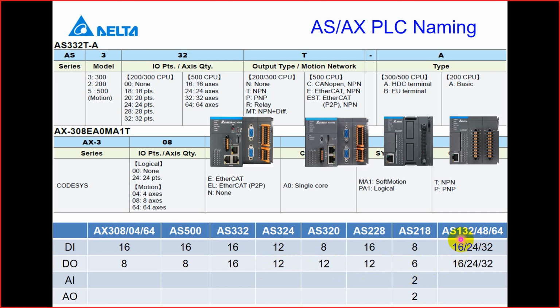And come to AS100. This one we already mentioned. I already mentioned we have a 3 series. 32, 48, and 64. So you just separate this one to 16 input, 16 output, 24, and 32. So that's all for AS and AX PLC naming. Not sure, do you have any question?